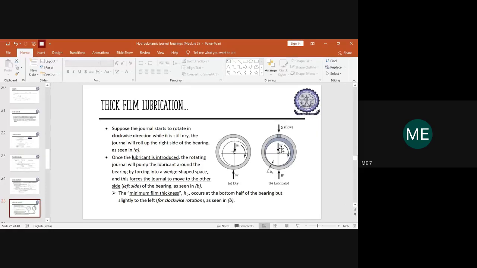So initially, what happens, you have to understand. Suppose you start the journal in the clockwise direction, turning the journal without adding any lubricant. The journal will start rotating and climb up the side as shown in the diagram. It will not be towards your left, it will be towards your right.